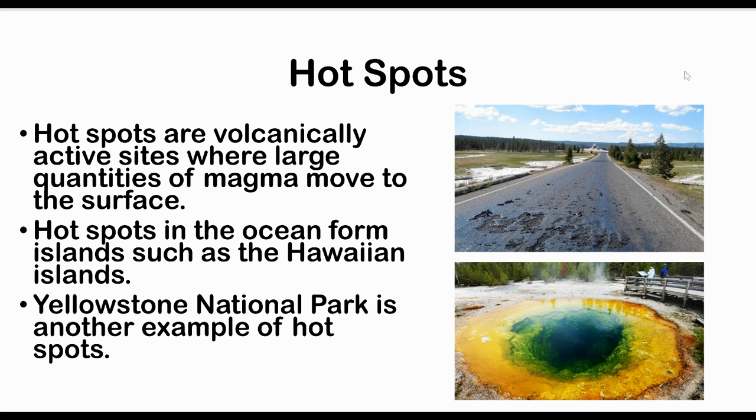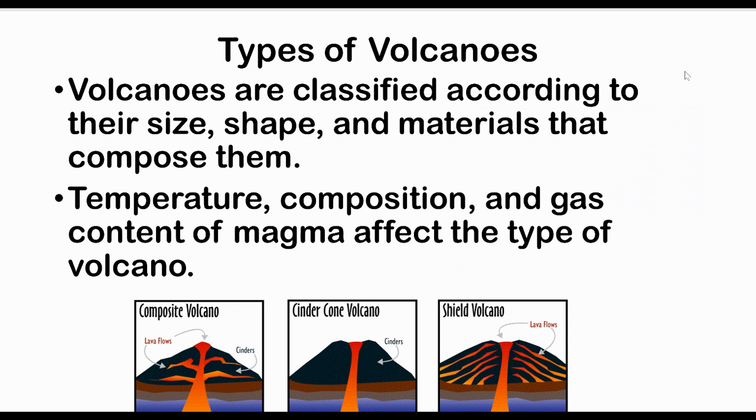Yellowstone National Park has hot spots where we have these geysers, the superheated water underneath the surface of the ground, where it heats up and enough pressure builds up that it just shoots steam and hot water into the air. Really cool stuff. So we're going to talk about three types of volcanoes.